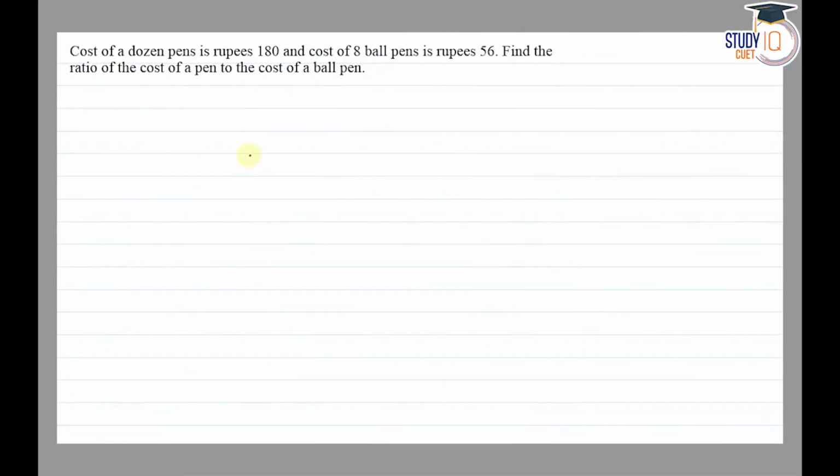Hello everyone. This question appears in the Class 6 NCERT chapter of Ratio and Proportion.